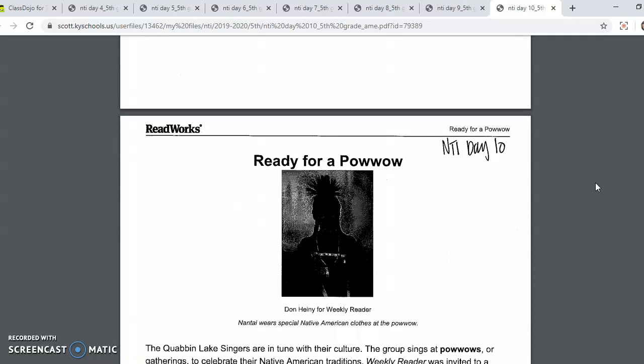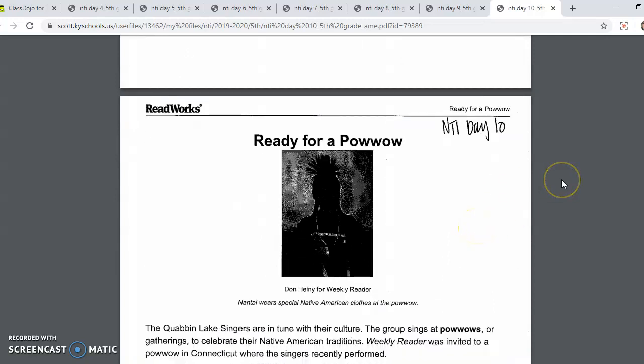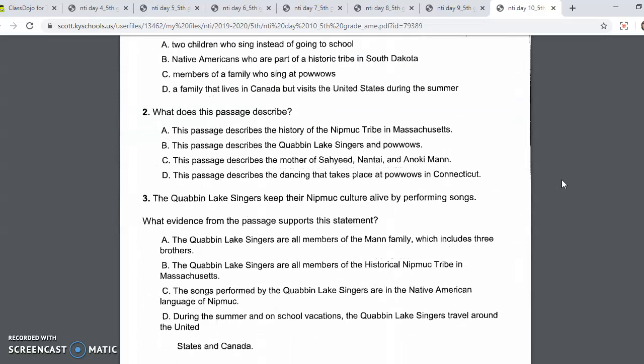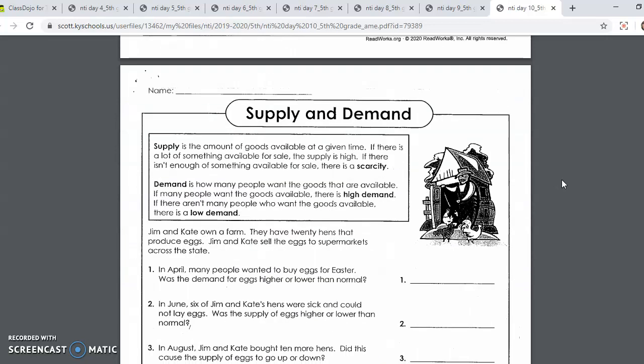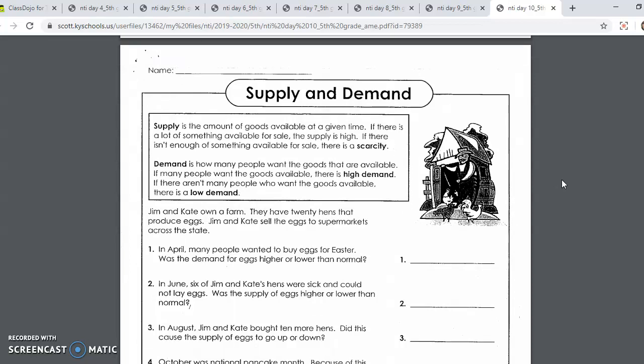Okay, so for reading, you have Ready for a Powwow from ReadWorks, and then for social studies, we'll have this paper about supply and demand. It has a definition here. So supplies are the amount of goods available at a given time, and then demand is how many people want the goods that are available. So if there's a high demand, a bunch of people want the goods, and if not many people do, it's a low demand.